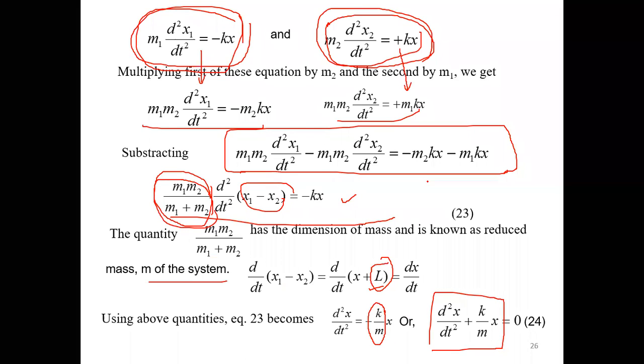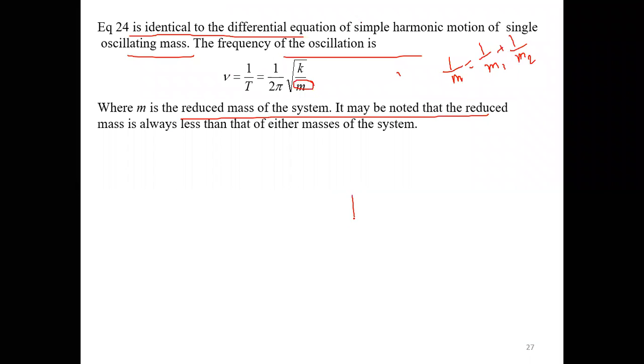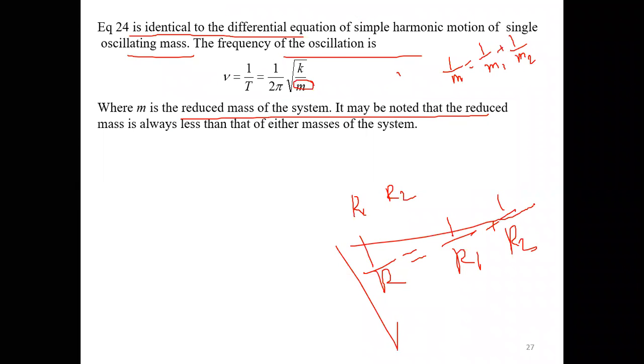So that means it behaves like an electrical circuit when you connect two resistances R1 and R2 in parallel. Their equivalent resistance R also follows this formula, 1 by R1 plus 1 by R2, and this R is always less than R1 and R2 in a parallel circuit. Similar things happen here. When two particles are connected with a spring, their equivalent mass is always less than either mass of the system. So from this notion, you can calculate the time period, you can calculate the angular frequency, and so on.